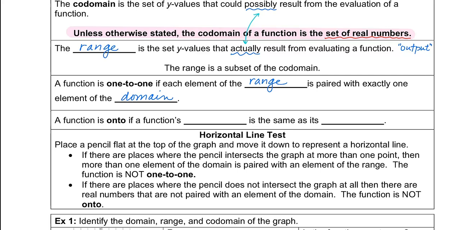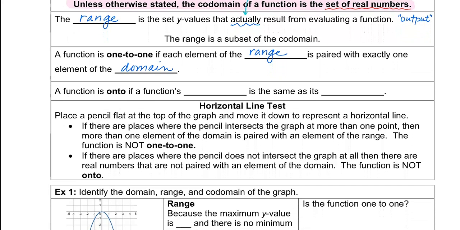Okay, a function is onto if the function's codomain is the same as its range.